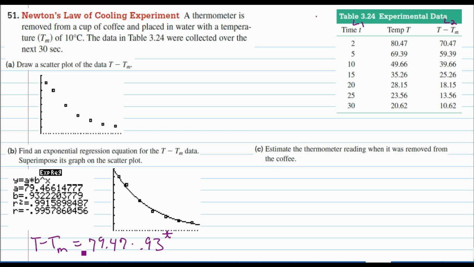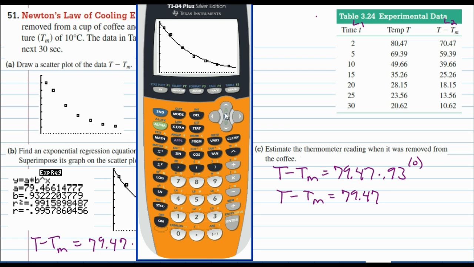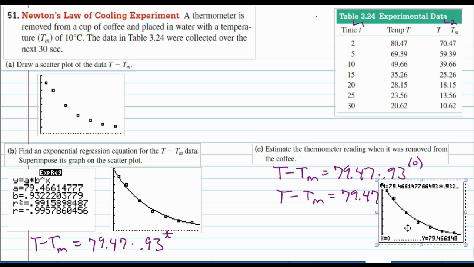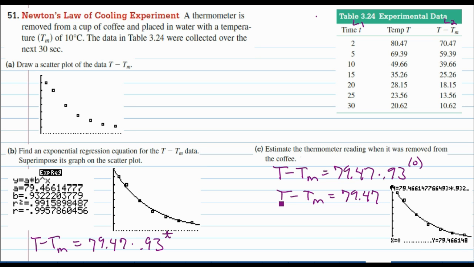So we want to know what the initial temperature of the coffee and thermometer was. So I can plug 0 in for T, which gives us 79.47. That would also be our initial temperature on the calculator. But remember, that does not represent the initial temperature of the coffee. That is the initial temperature of the coffee minus the temperature of the water.